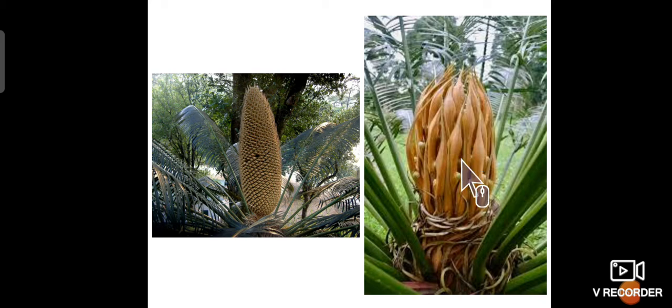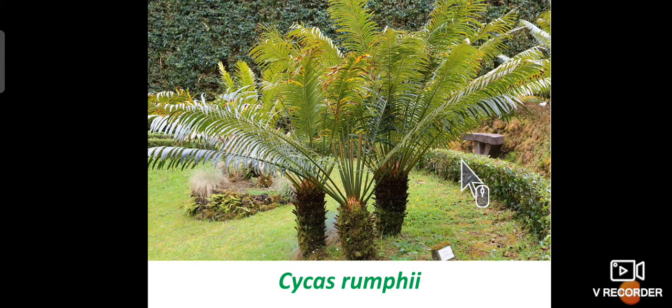So the next species that you see here in this picture, which is found in India, is Cycas rumphii. This Cycas rumphii, also known as Rumphius cycas, grows wild.